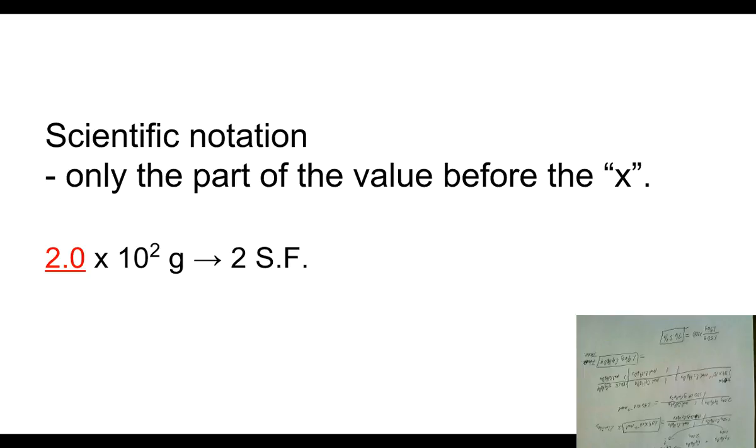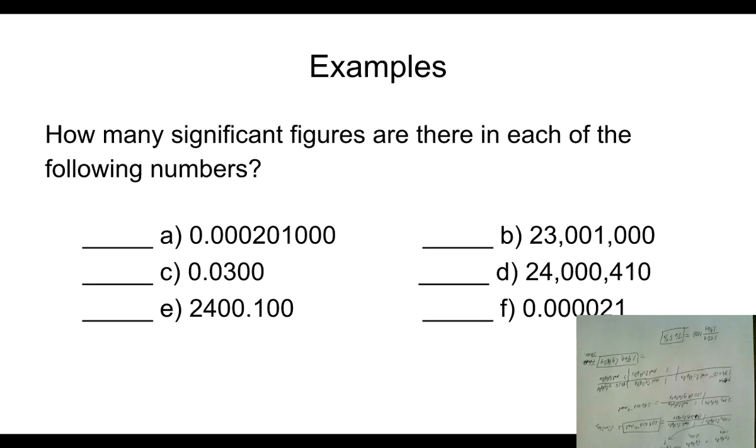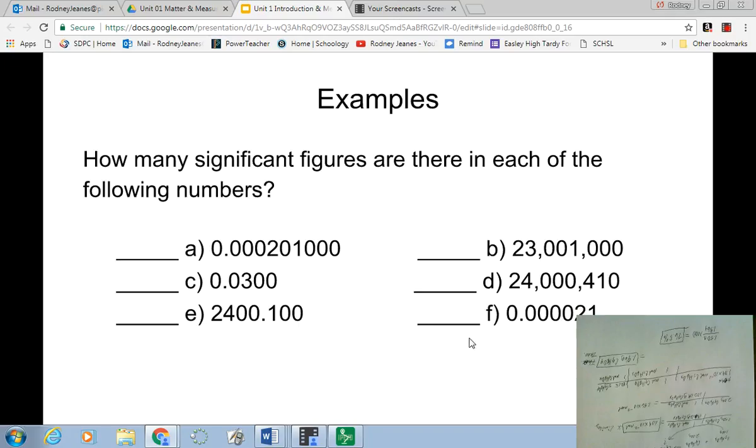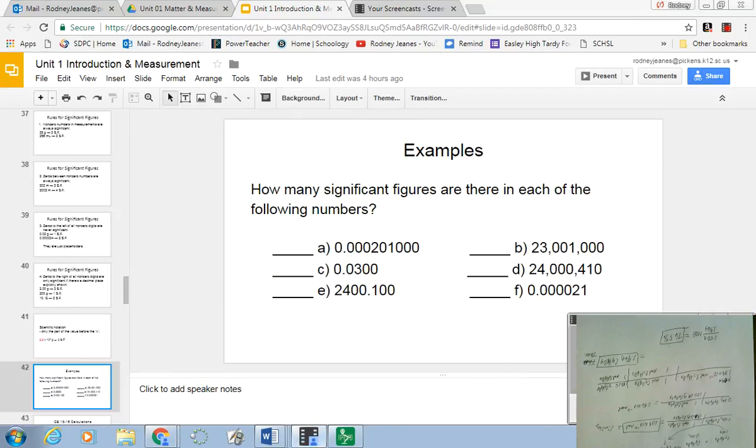All right, and then finally, if you have scientific notation, it's real easy. Everything in front of the times 10 symbol is significant. So 2.0 times 10 to the second grams is two significant figures. Now, really, this becomes important when we do calculations. Okay, so pause the video here for a few moments, and you'll want to do these examples right quick. All right, so I'm going to pause my video as well.